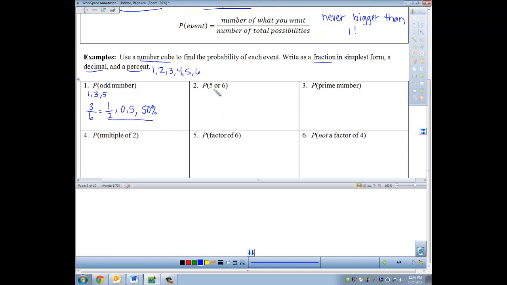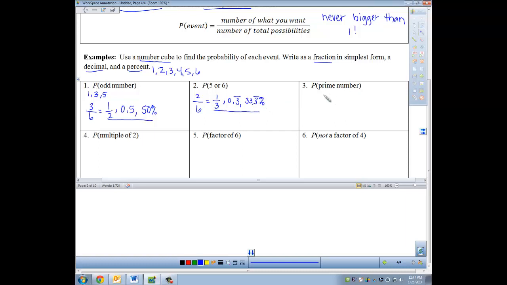Number 2, we want to roll a 5 or a 6. So that means we have 2 options, that 5 or 6, out of a total 6 options. That reduces down to 1/3. 1 divided by 3 is 0.3 repeating. As a percent, that's 33.3 repeating percent.